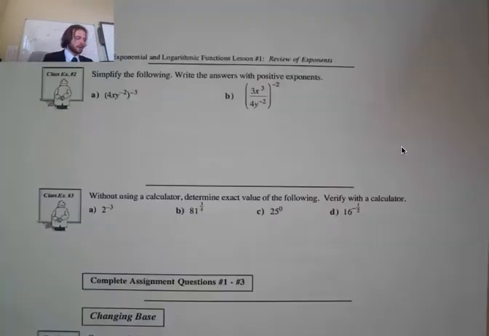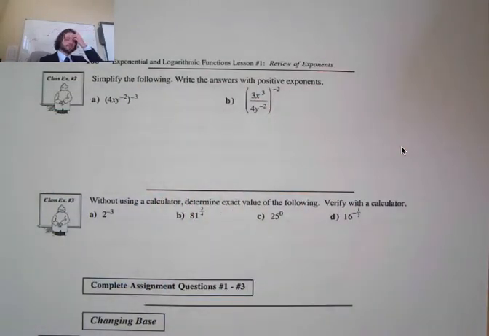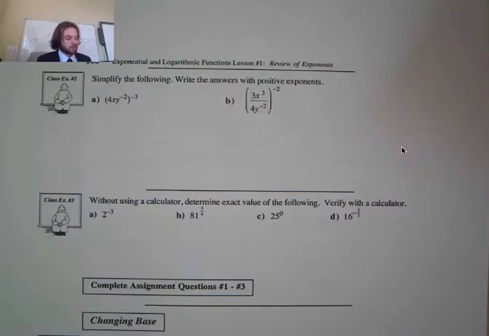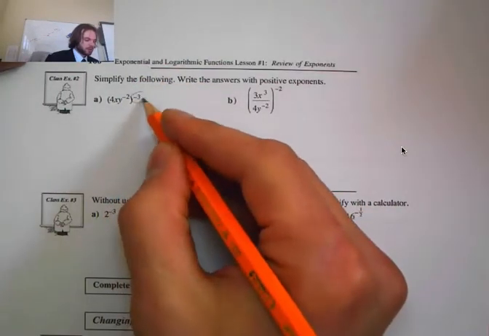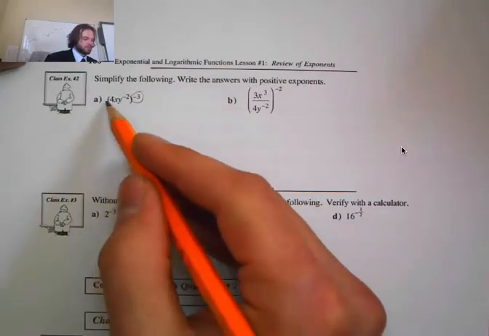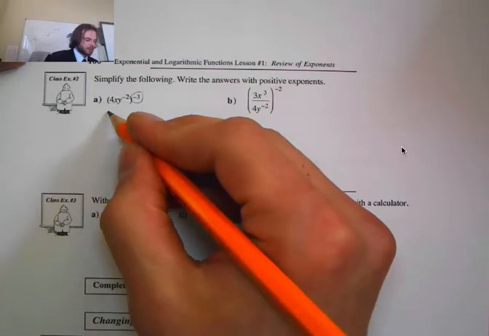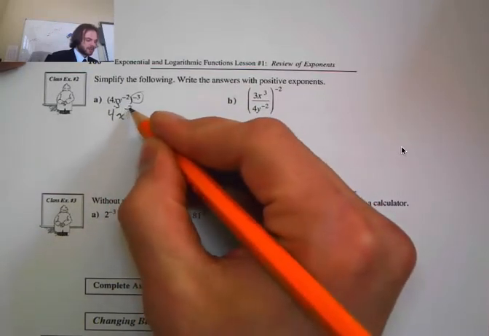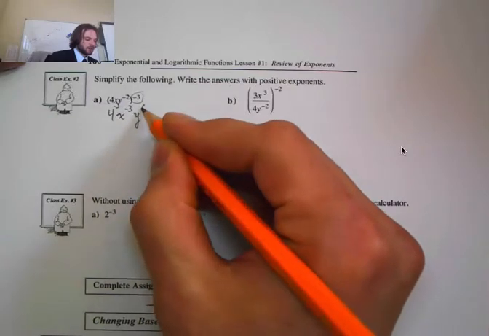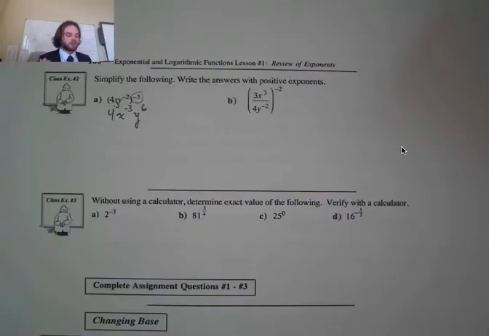Let's take a look here at example 2. It says, simplify the following, write the answers with positive exponents. So same idea, we must write with positive exponents. So first of all, I'm going to multiply this in here. We do what's in brackets, and we're going to multiply that in. So I'm going to end up getting 4 to the negative 3, x to the negative 3, and y to the positive 6. Negative 2 times negative 3 is positive 6.